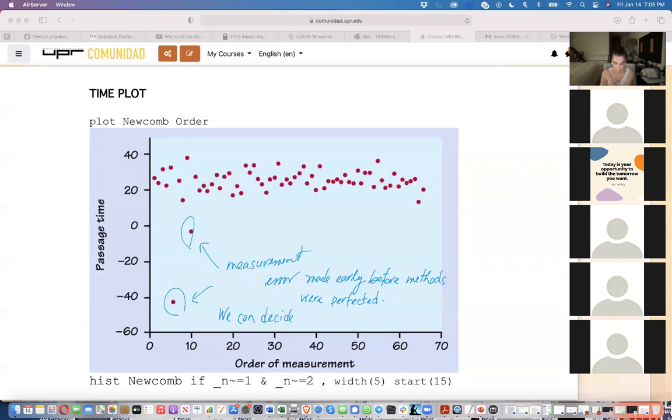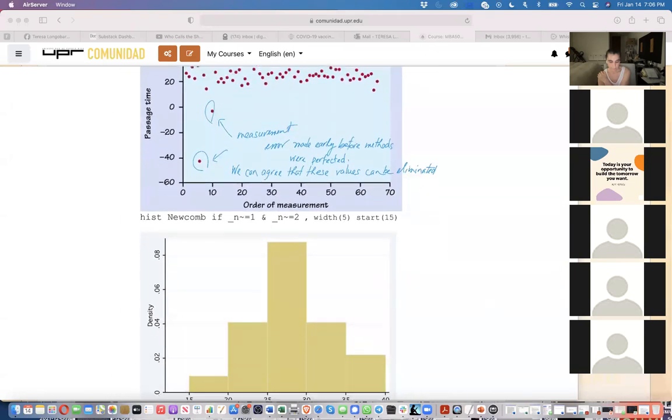or we can agree that these values can be eliminated. Now, if this was your study, you should keep a record of the values you eliminate, but don't use them in your analysis, okay? You should make a note, you should rationalize why you eliminate them, and then once you eliminate them, you would redraw your graph.